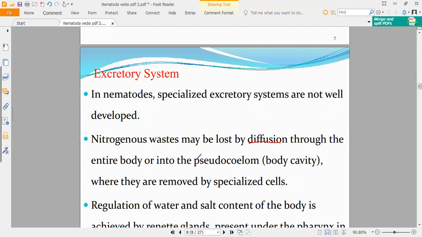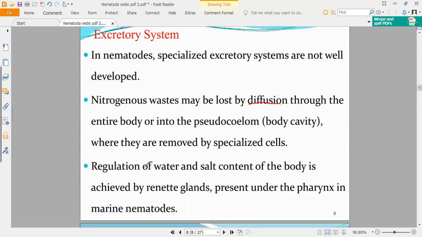It is easier to increase the size of the organism if there is a pseudocoelom, allowing free movement of visceral organs. If there is a pseudocoelom, visceral organs undergo free movement. So the presence of this pseudocoelom is very essential for the removal of nitrogenous waste from the body.